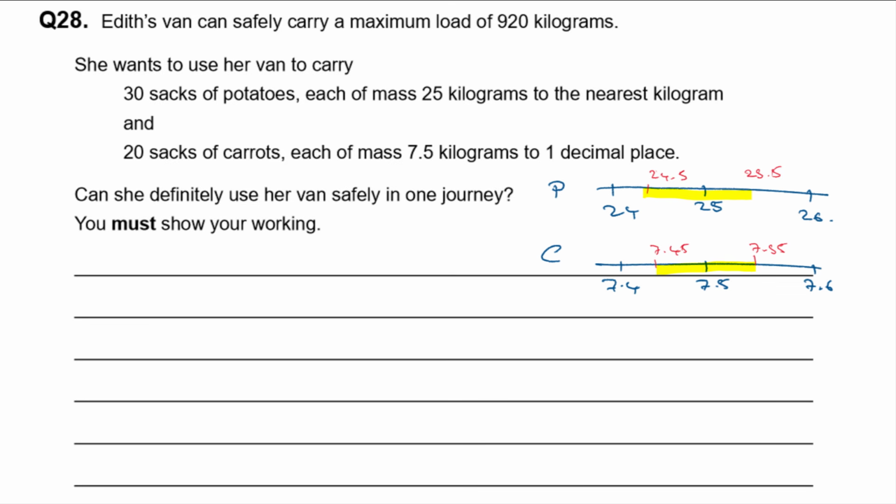The bags are all max heavy. Okay. So the upper bound is going to be equal to 30 sacks of potato, 30 lots of the upper bound of P, 25.5, plus 30 sacks of carrots, and again we're going to use the upper bound here, 7.55, aren't we? Worst case scenario. Okay, so the worst case scenario here is they're all at the heavy end of their range.